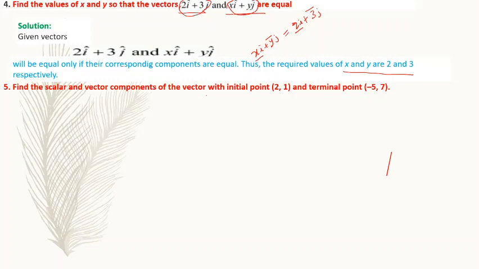Find the scalar and vector components of the vector with initial point. They are given two points. One is the initial point and another one is the terminal point.